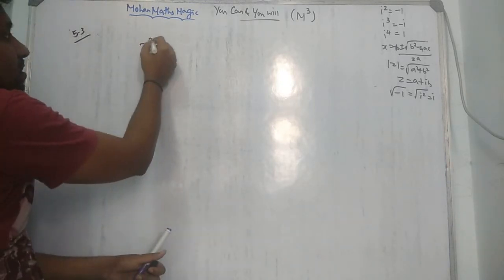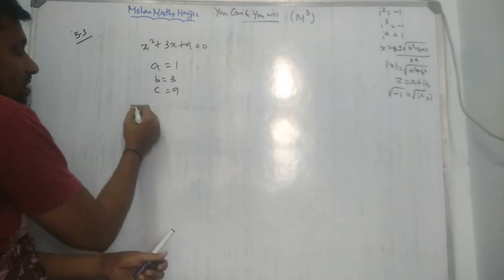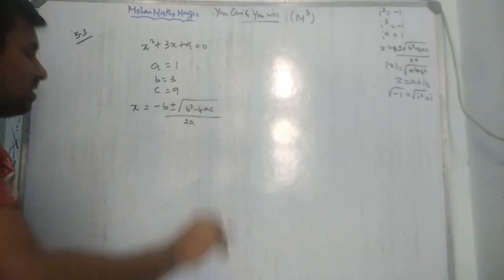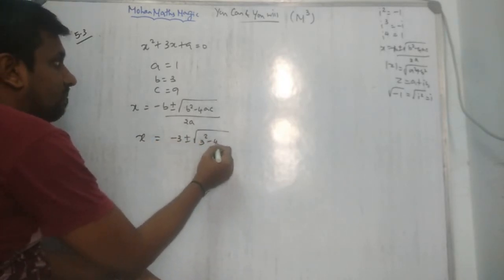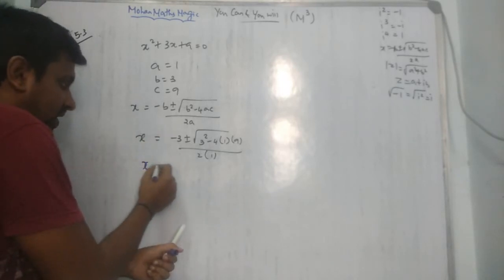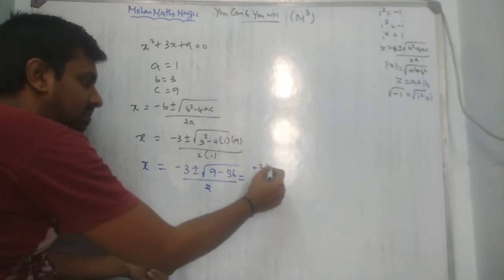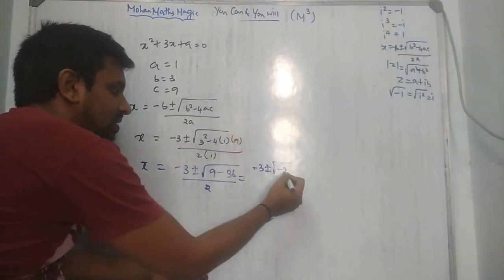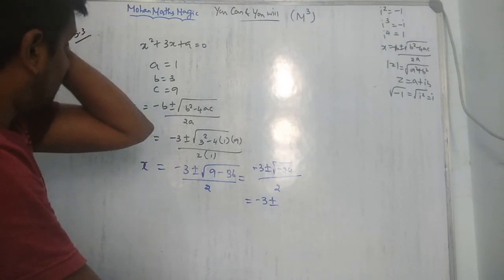Third sum, x square plus 3x plus 9 equal to 0. So the standard form: a equal to 1, b equal to 3, c equal to 9. So x equals minus b plus or minus root over b square minus 4ac upon 2a. Therefore x equals minus 3 plus or minus square root of 3 square minus 4 into 1 into 9 upon 2 into 1. So x equals minus 3 plus or minus root over 9 minus 36 upon 2. So minus 3 plus or minus root over minus 27 upon 2. So minus 3 plus or minus, this can be written as, 27 by LCM, it will become 3 root 3.